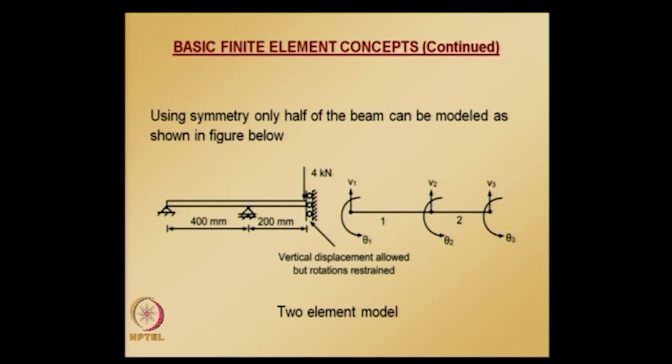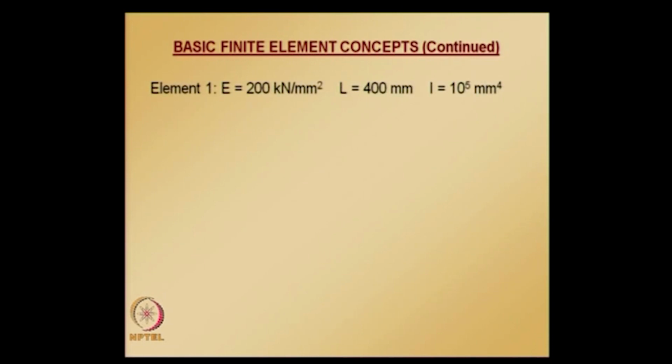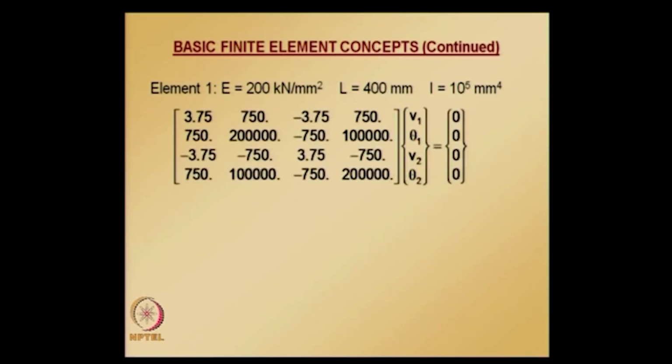So now, using these boundary conditions and this half model with the applied load of 4 kilonewtons, we can assemble the element equations for element 1. These are the material properties and geometrical properties, and plugging all these into the element equations that we derived earlier, we get this.